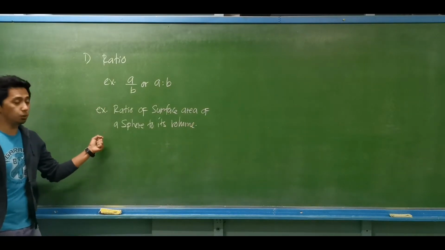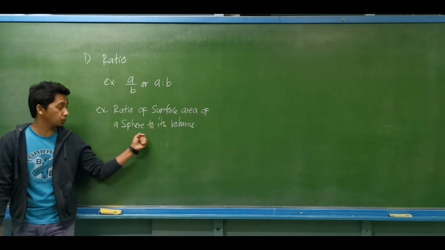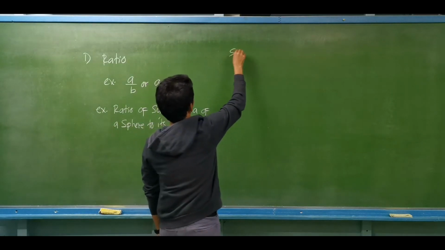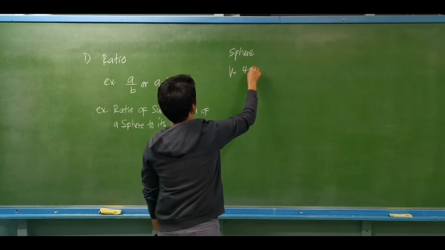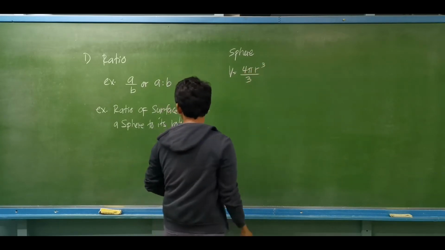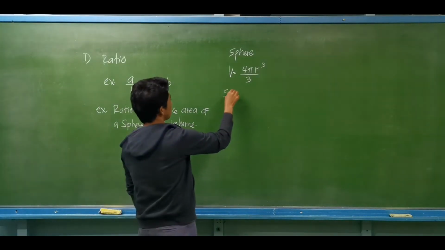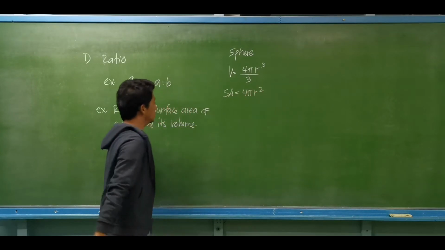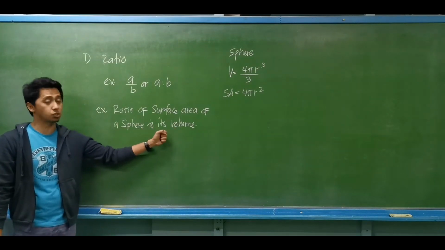we are required to determine the ratio of surface area of a sphere to its volume. So what is the equivalent of the volume of a sphere? The volume is equal to 4 pi the radius cubed divided by 3. That is the volume. What is the surface area of a sphere? The surface area is equal to 4 times pi times the square of the radius. We are looking for the ratio of the surface area of a sphere to its volume.